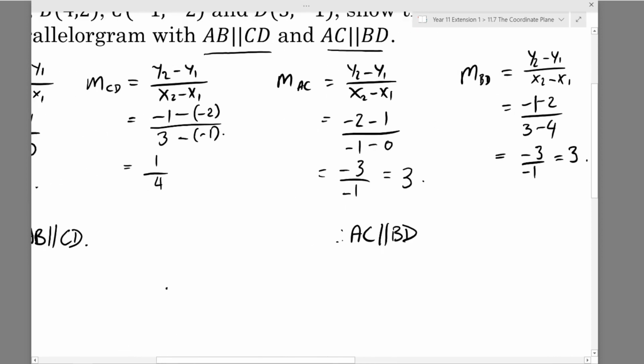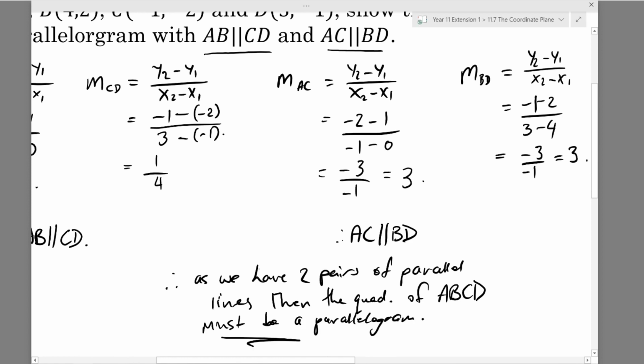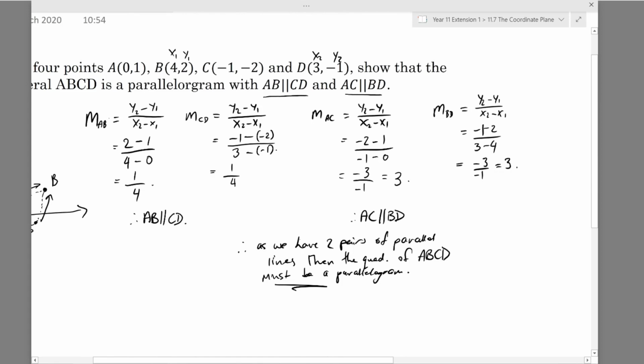Okay, and then we can finish up by saying, therefore, as we have two pairs of parallel lines, then the quadrilateral, or just quad, of A, B, C, D must be a parallelogram. Done. Okay, so it's quite a bit of working out for that one, but nothing too tricky.